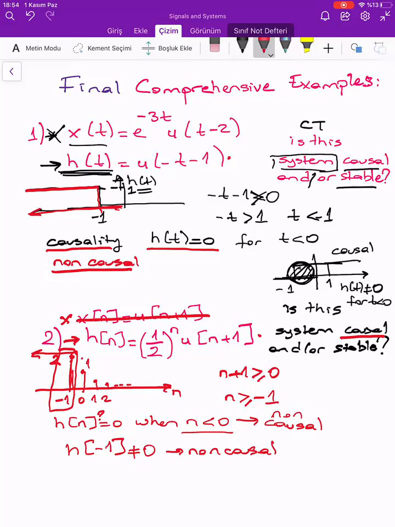If there is any value which is different than 0 for the t or n values that are less than 0, then I would say the system is non-causal, okay? For example, if my h of t is something like this, 1 or 2, 3, 4, then my system would be causal, okay? Let's continue with stability, arkadaşlar, okay?